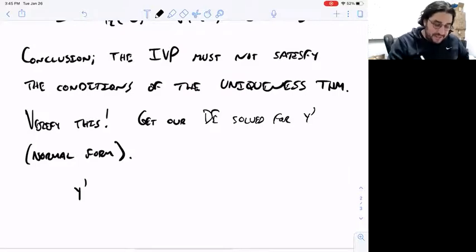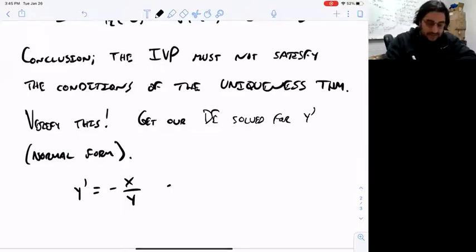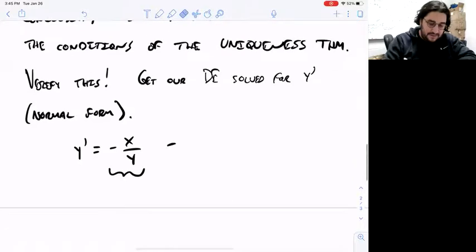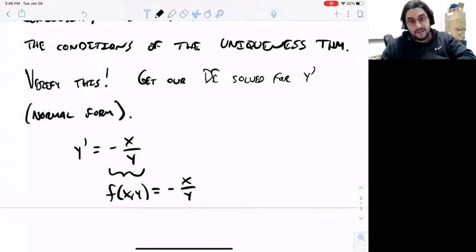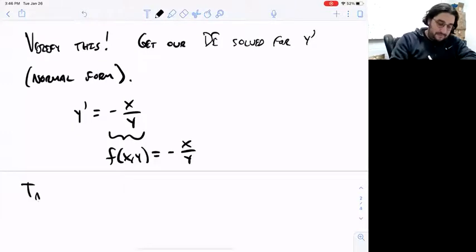So divide both sides by y to get y prime equals negative x over y. Right. So this tells us now, see the right-hand side of this, that's your function f. Right, so f of x, y for this particular initial value problem is negative x over y. Right, so now you can do the partial derivative of this with respect to y.